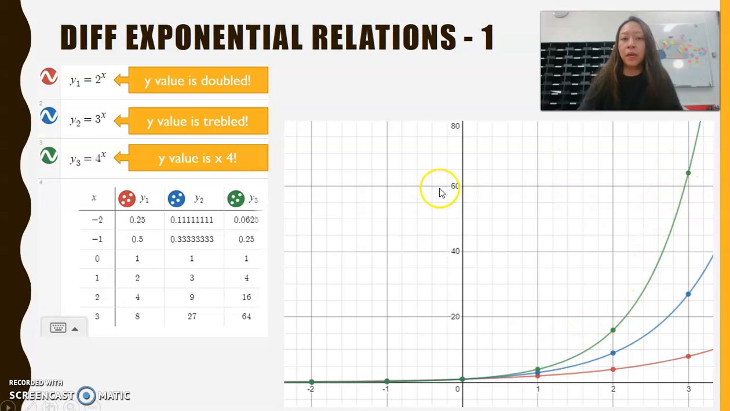I'm actually using Desmos. It's actually a free software. It can be found in this website, to draw these curves and these graphs. You're free to try it with other numbers and see how it actually changes the shape of your graphs.